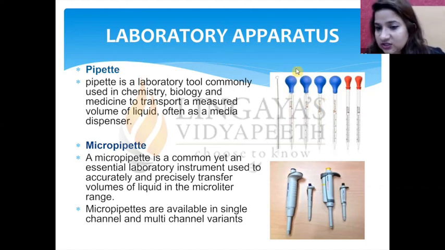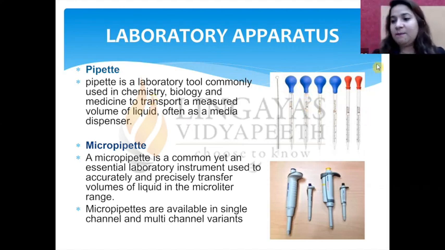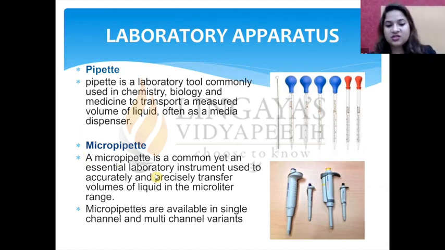The one you are seeing at the upper portion is the normal pipette, which has a rubber bulb attached to it. It is also known as the Pasteur pipette. The second one is the micropipette, which is common and essential for liquids. They are available in single channel and multichannel. If we have to transfer the sample more accurately and precisely, we use the micropipette.